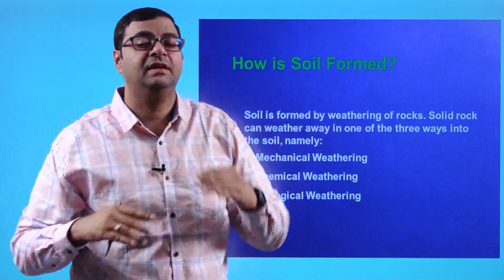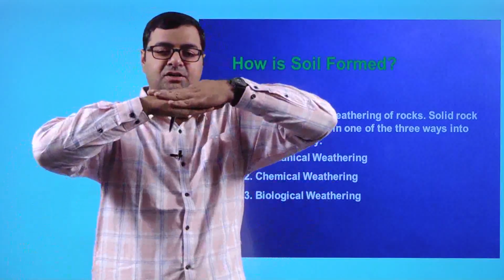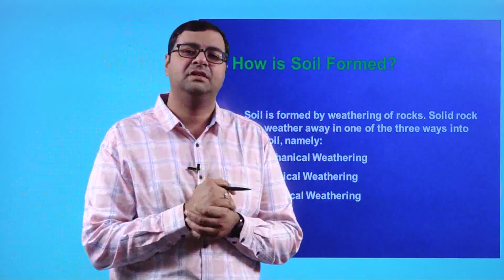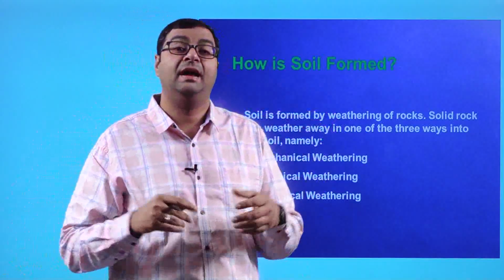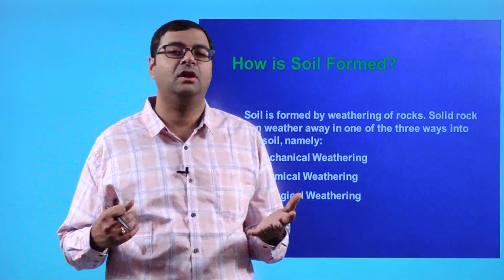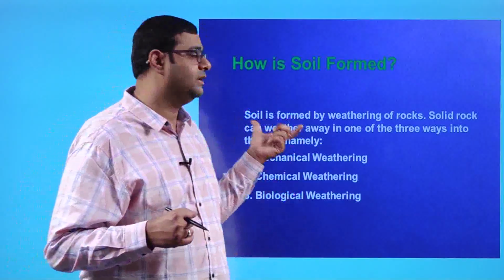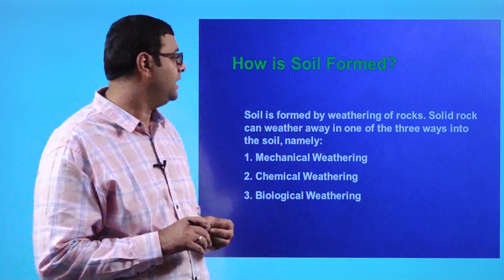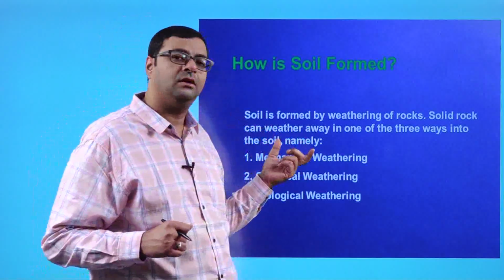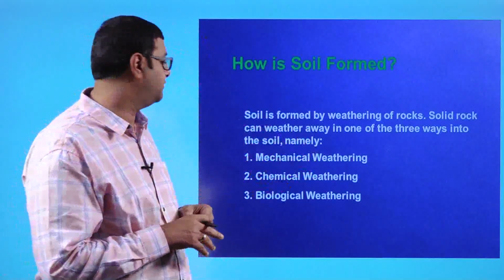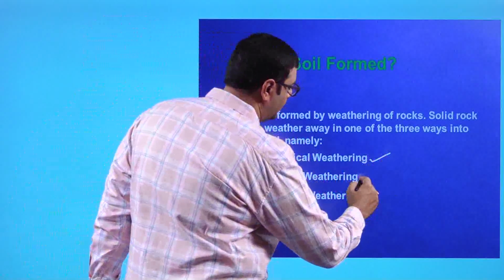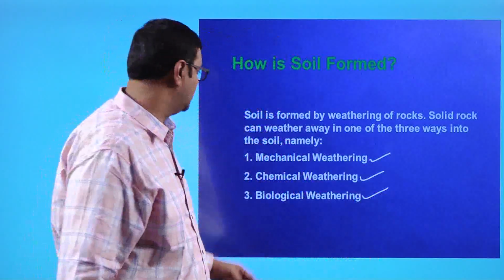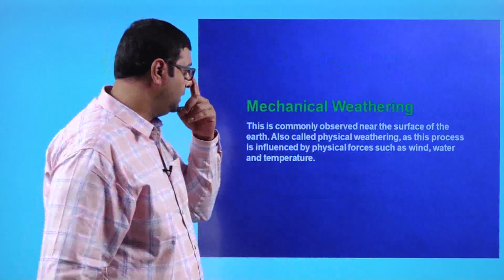These are basically the physical conditions which act on them and break them. For example, physical conditions like wind, water and temperature all play a major role in the weathering of rocks. That is what we are going to see in all three types of weathering. Rock can weather in three forms: the first is mechanical weathering, the second is chemical weathering, and the third is biological weathering. Let's see the first one, which is mechanical weathering.